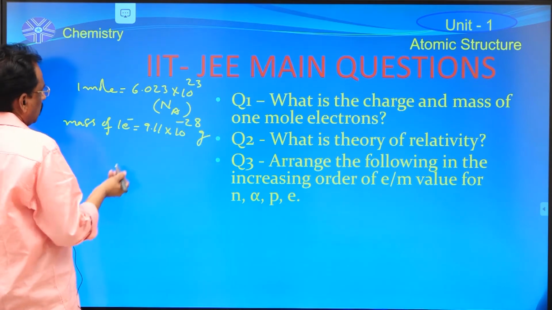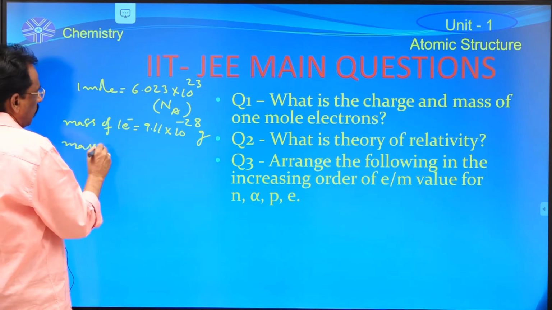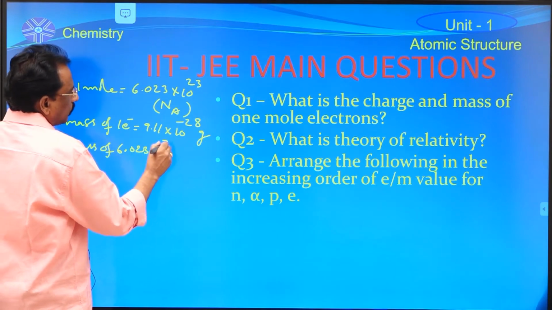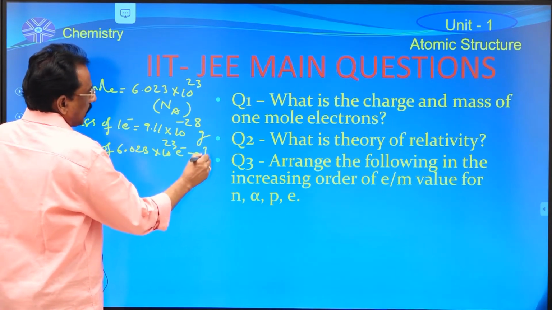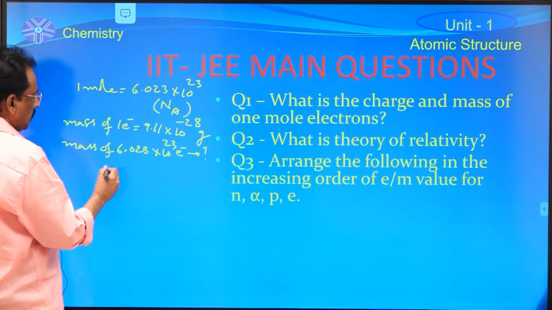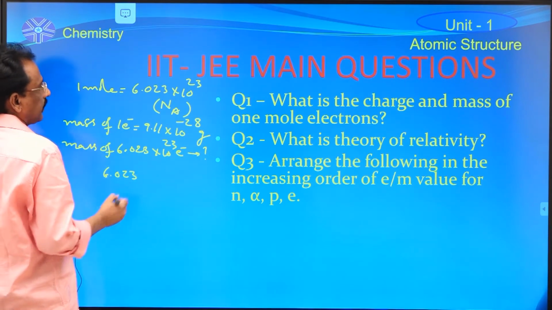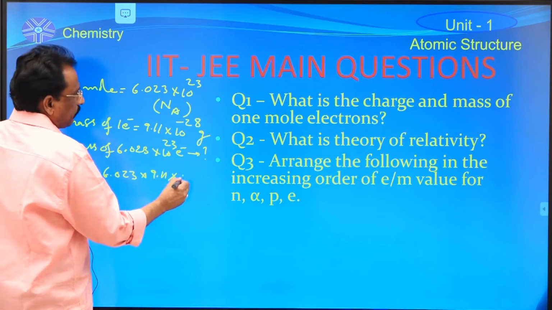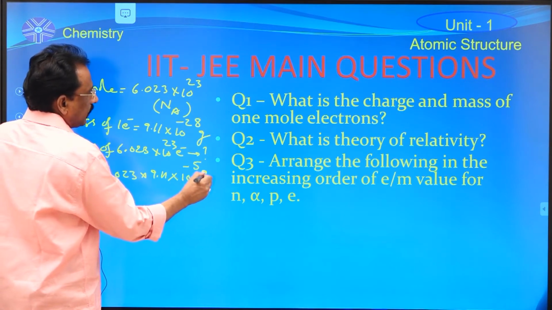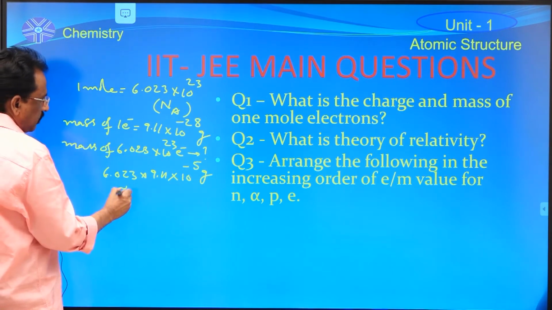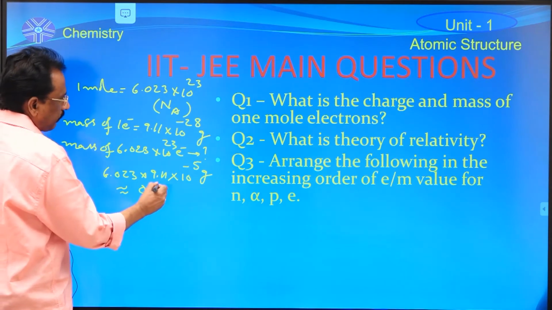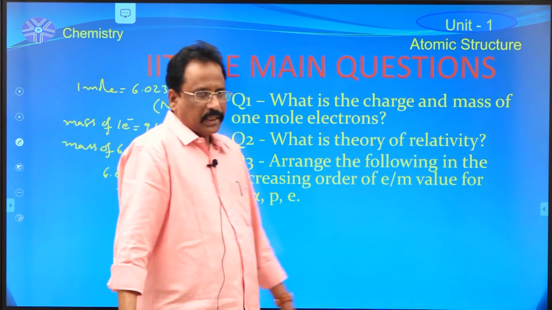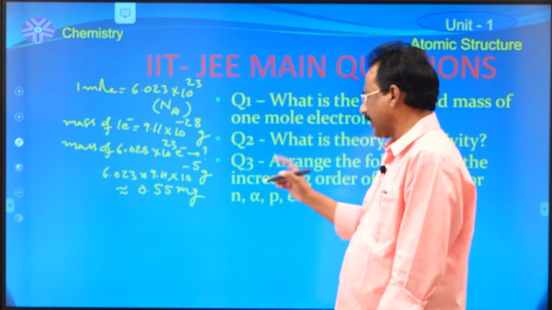Now find out the mass of 6.023 into 10 power 23 electrons. Now the answer is 6.023 into 9.11 into 10 power minus 5 grams, which is approximately equal to 0.5 milligrams. So 1000 milligrams is equal to 1 gram.